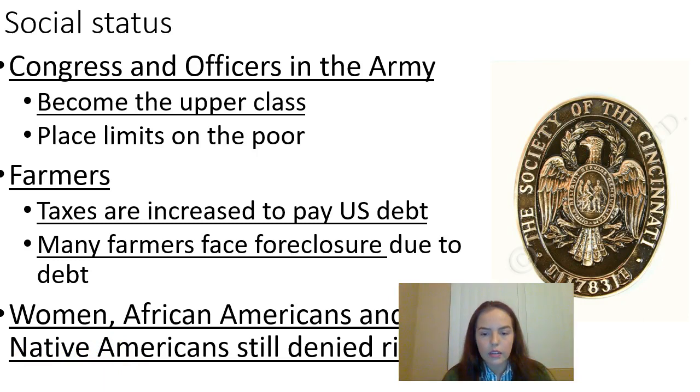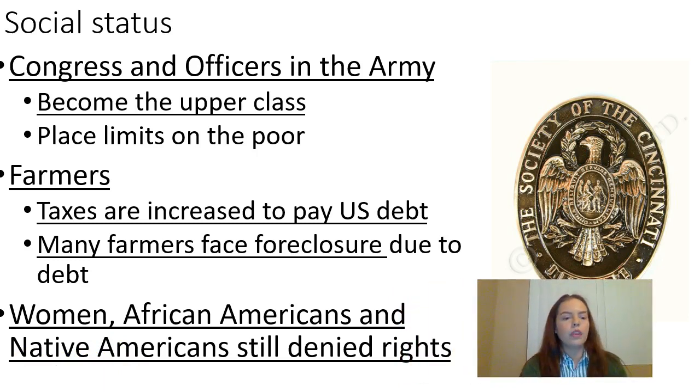We also see that women, African Americans, and Native Americans are still being denied their rights. Women will have to wait until 1920, African Americans will have to wait until 1960, Native Americans will have to wait until 1930, so we've still got a ways to go for these three groups to be recognized and be given their full civil rights.